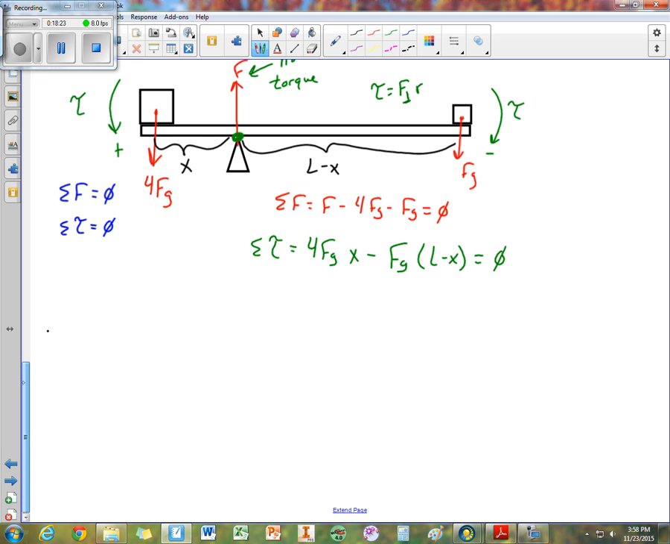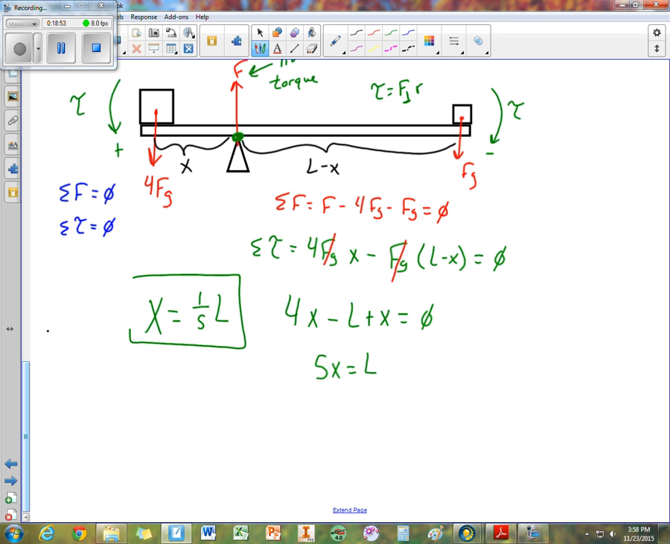All right. Well, again, I hope that you can see this. The Fg's would factor out and cancel away. So I would be left with 4x minus L plus x equals 0. Or 5x equals L, or x equals 1/5 the length of L. So this fulcrum would need to be placed 1/5 the total distance of the plank away from the 4m mass.